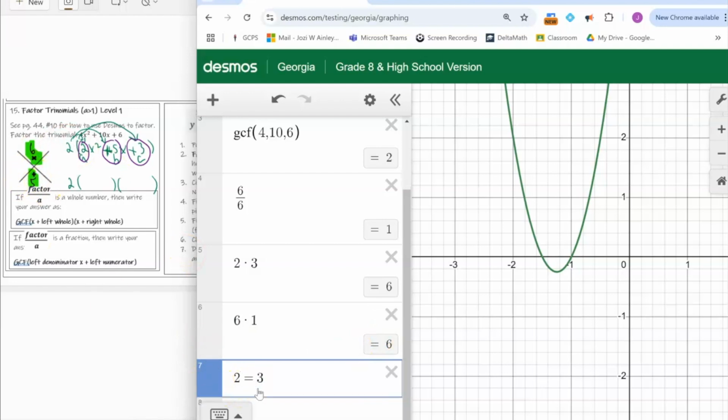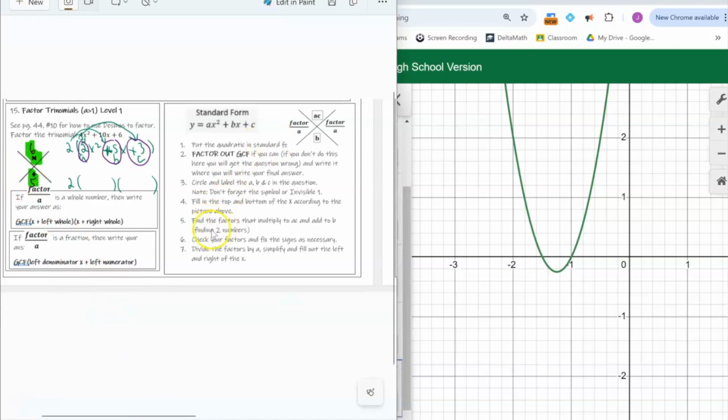So I'm going to put plus. Okay, I need them to be 5. Oh, look at that. The first one, 2 plus 3, gives me 5. So 2 times 3 is 6, and 2 plus 3 gives me 5. So that actually works. My 2 factors that multiply to 6 and add to 5 are 2 and 3, because 2 times 3 is 6 and 2 plus 3 is 5.